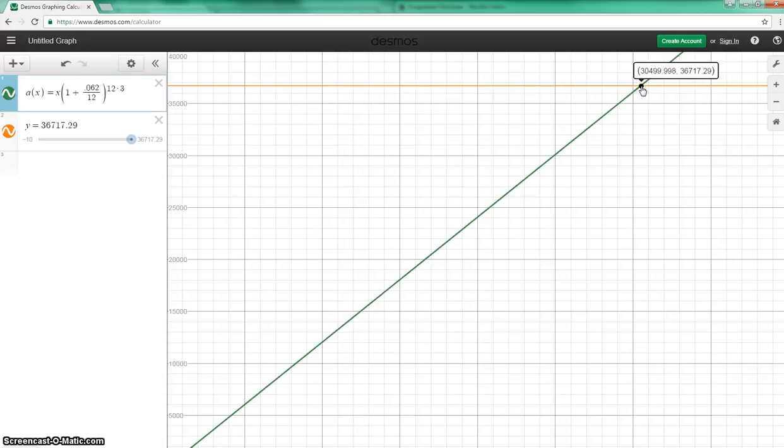If I round that, I get 30,500. So that's going to get me to this 36,717.29. So I used Desmos to solve. I could have just computed this and divided it to the other side if this other side was 36,717, but this would be another way of solving this type of problem.